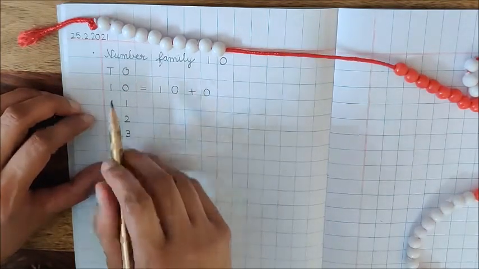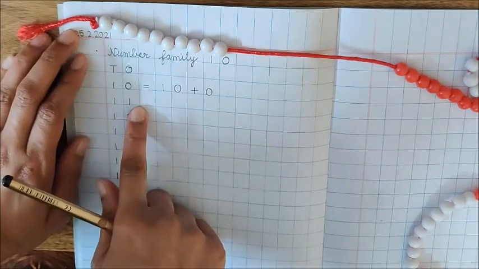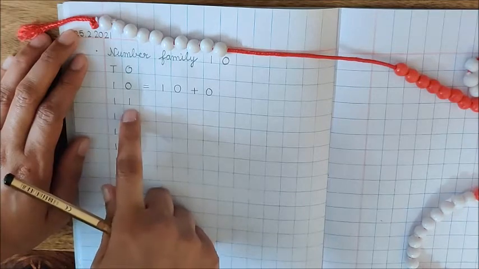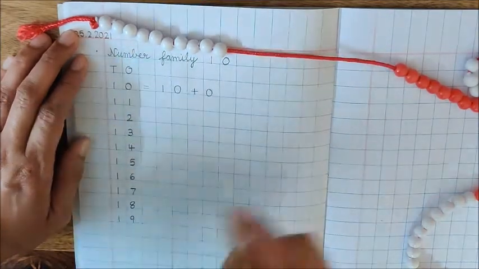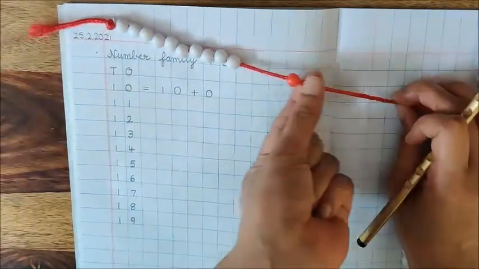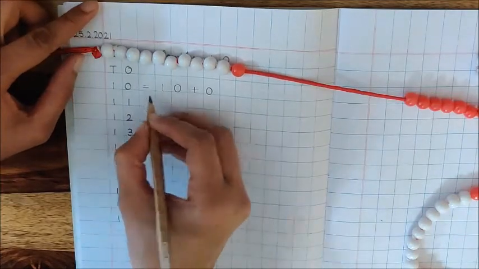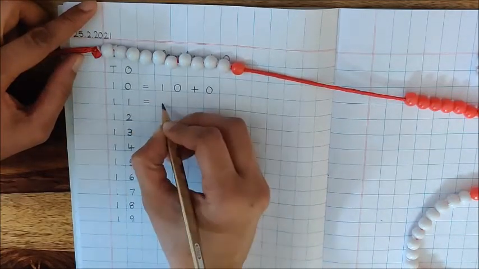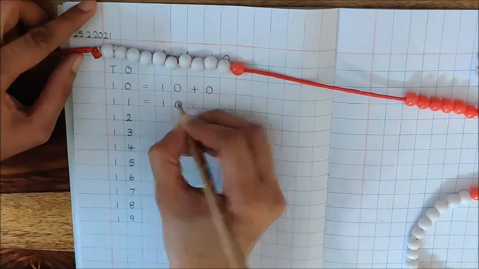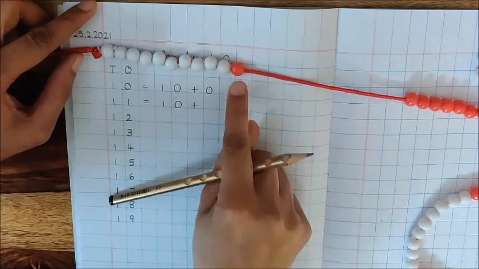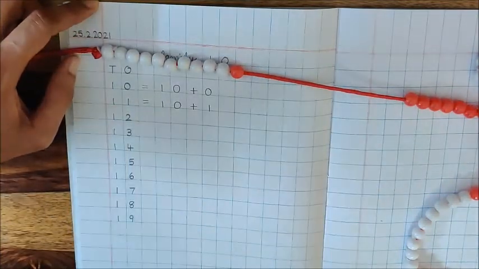Okay children, now next number, 11. Now what is number 11? 1 ten and 1 one is number 11. So 1 ten we already have. We just have to take out 1 one. This is number 11. So write here, 11 is 1 ten and 1 one is number 11.